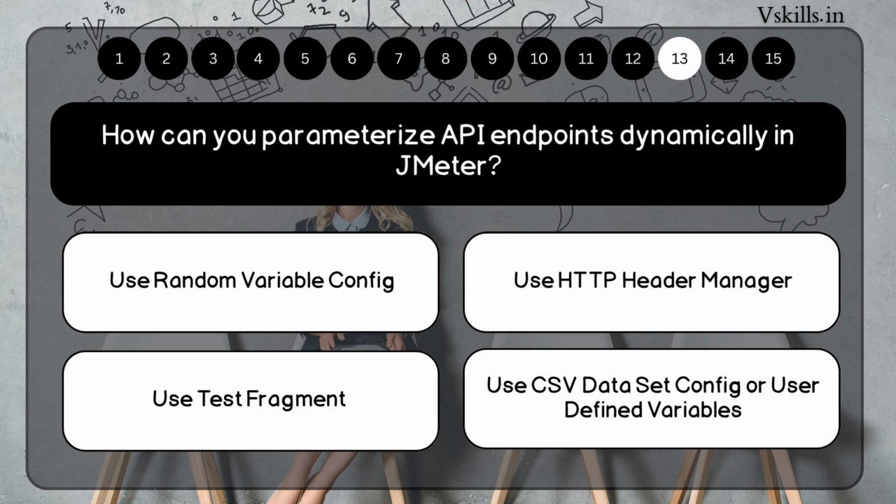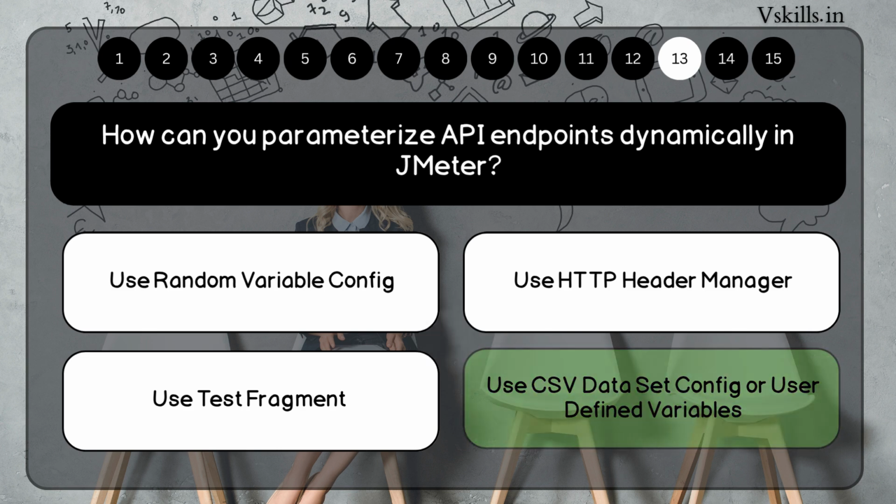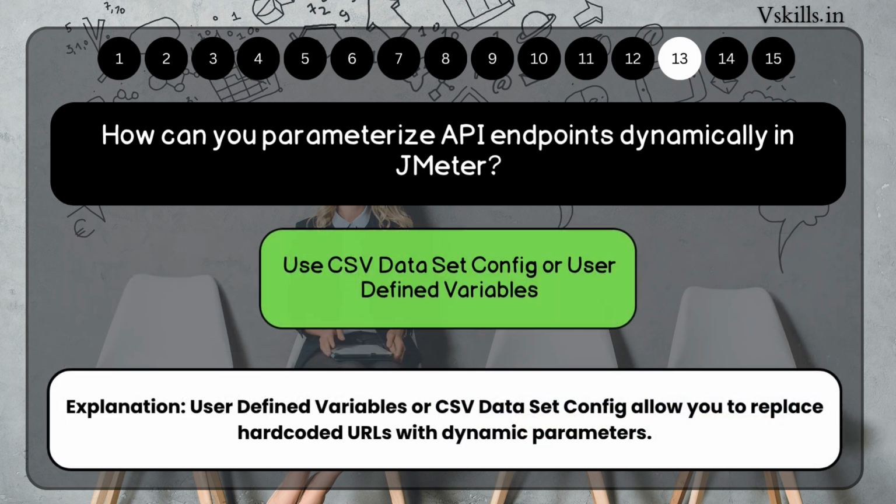Question 13. How can you parameterize API endpoints dynamically in JMeter? The correct answer is use CSV dataset config or user-defined variables. As user-defined variables or CSV dataset config allow you to replace hard-coded URLs with dynamic parameters.